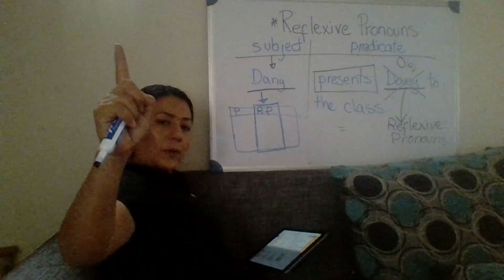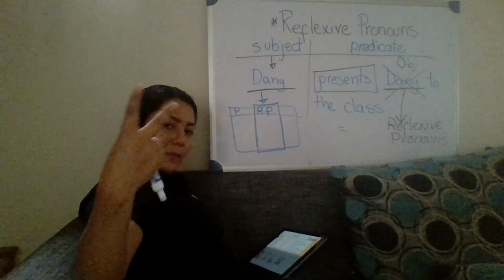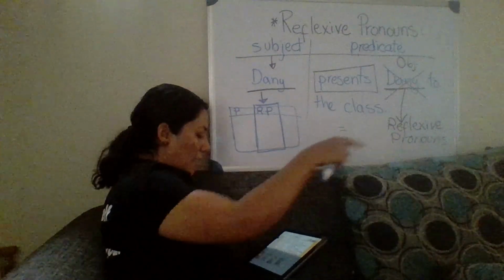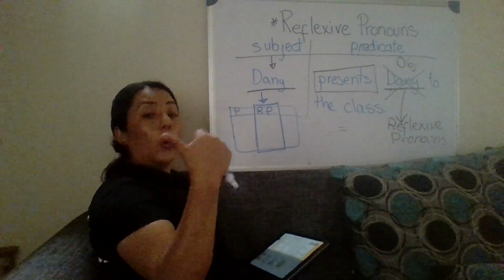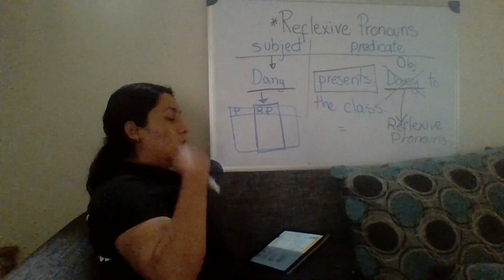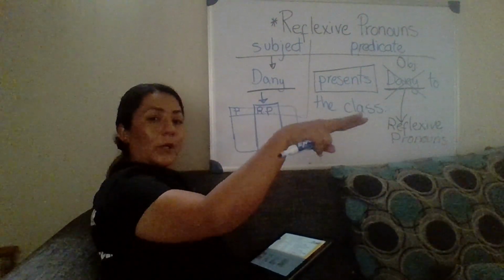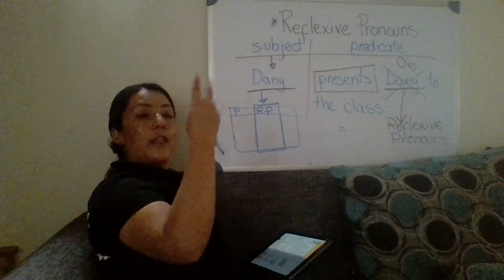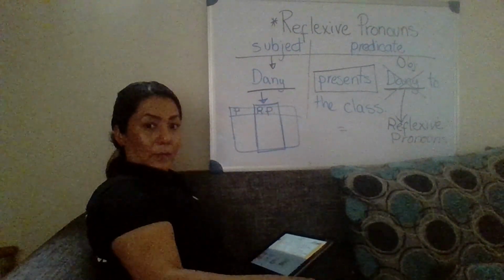Can you read the first one? Myself. Second, yourself. Himself or herself. Itself. Ourselves. Yourselves. And themselves. Okay?